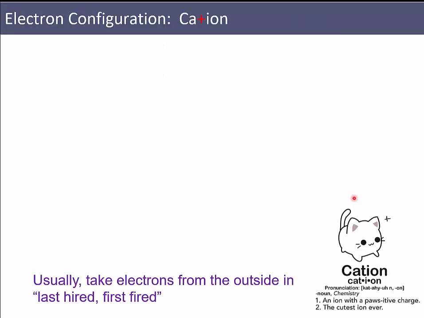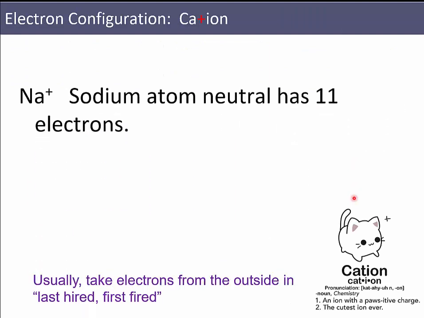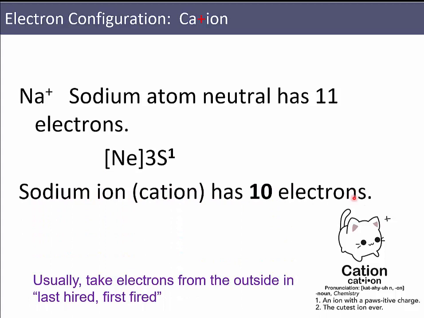We saw earlier that electrons can be taken away or added to an atom. When we do that, we're going to form ions, and we're going to write the electron configuration to represent that gain or loss. So a neutral sodium atom has 11 electrons, and its configuration would be neon 3s1. Our sodium cation only has 10 electrons, and we'd write that as neon 3s0. Right? You're going to take electrons from the outside in. Think of it as last hired, first fired.